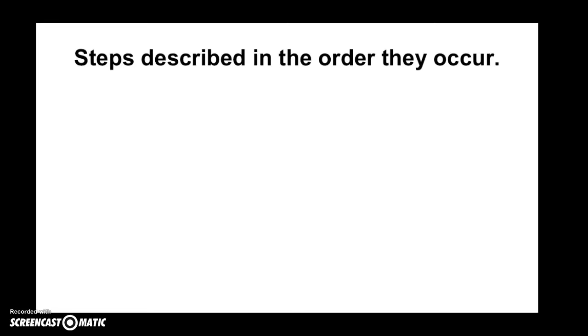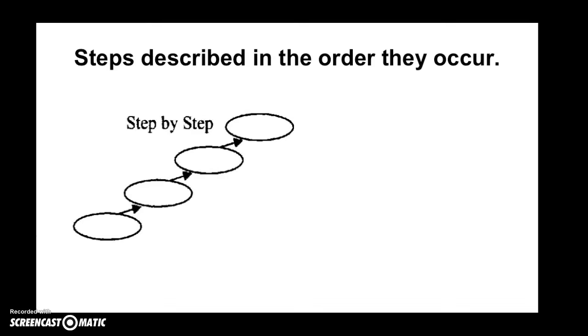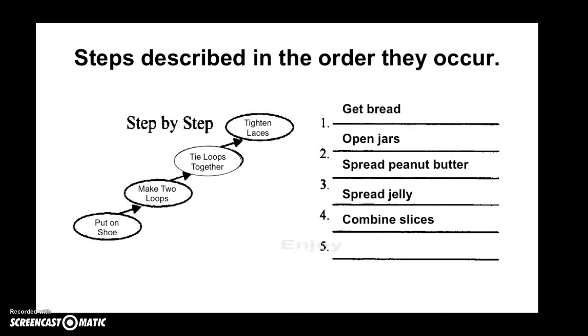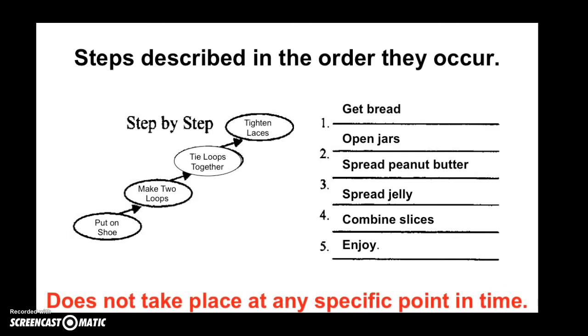Sequence, order of importance. They're steps described in the order they occur. Step by step. For instance, put on a shoe, make 2 loops, tie loops together, tighten laces. Step-by-step directions on how to tie your shoe. Get bread, open jars, spread peanut butter, spread jelly, combine slices, enjoy. Does not take place at any specific point in time.